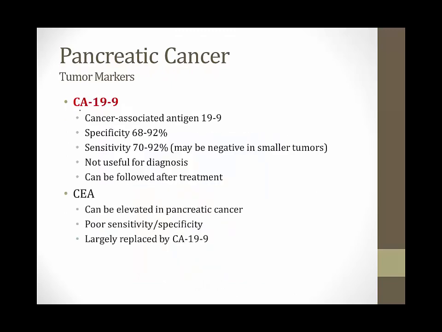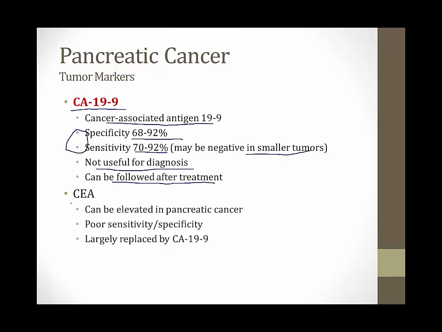There are 2 tumor markers that can be measured in the serum of patients with pancreatic cancer. The first one is CA19-9, which is cancer-associated antigen 19-9. It has a specificity of about 70 to 90% and a similar sensitivity. Sometimes this tumor marker is negative, especially in smaller tumors. It's not useful for diagnosis because the sensitivity and specificity are not high enough. However, you can measure a baseline level and then follow it after treatment, and if the level begins to rise, that suggests that the malignancy is recurring.